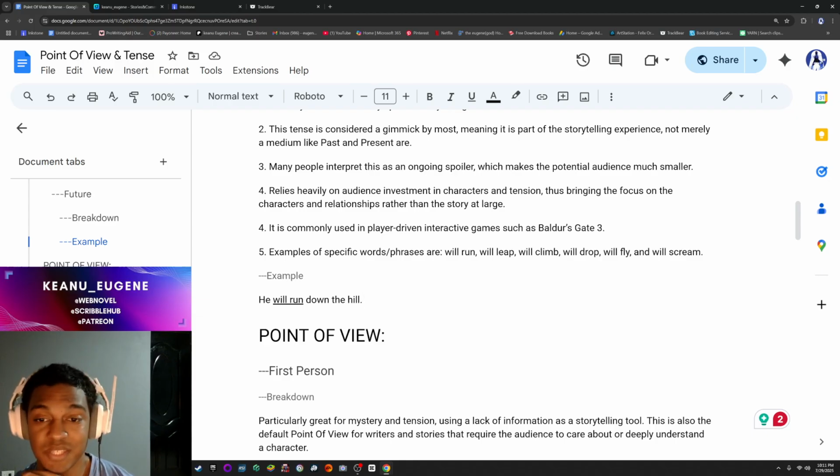It's commonly used in player-driven interactive games such as Baldur's Gate 3. Yes, this is where future tense is most commonly used. RPG games, player choice games, right? Dating simulators, that kind of stuff is where future tense is most commonly used.